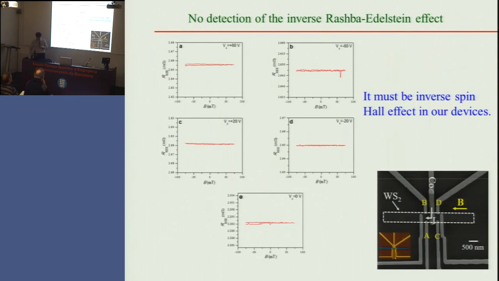So simply said, in my case, WS2 does not make any ideal two-dimensional electron gas here. It's just a thin material, so we cannot make a Rashba-like system. The observed effect, we should call just the inverse spin-Hall effect.